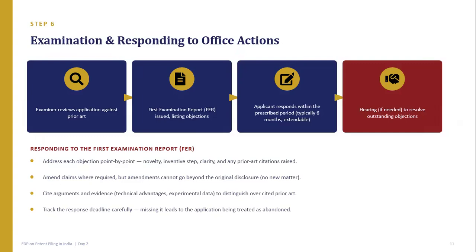The sixth step is examination and responding to office actions. Once examination begins, the examiner reviews the application, including its claims and disclosure, particularly in relation to prior art and applicable requirements. The applicant may receive a first examination report. The first examination report identifies objections or requirements that need to be addressed. The applicant must respond within the prescribed period, which the presentation identifies as typically 6 months, subject to applicable extension provisions. In some cases, a hearing may also be required to resolve outstanding objections. When responding to the first examination report, each objection should be addressed carefully and point by point.